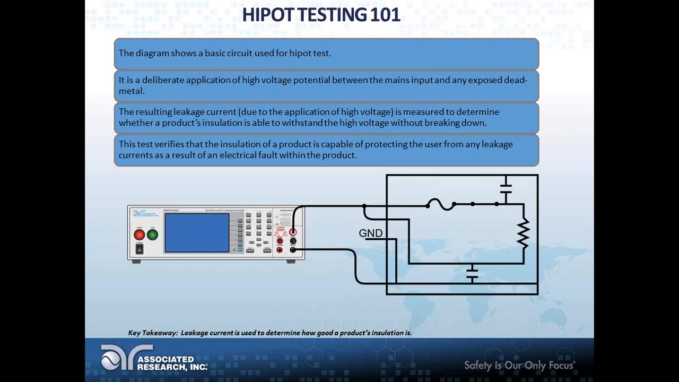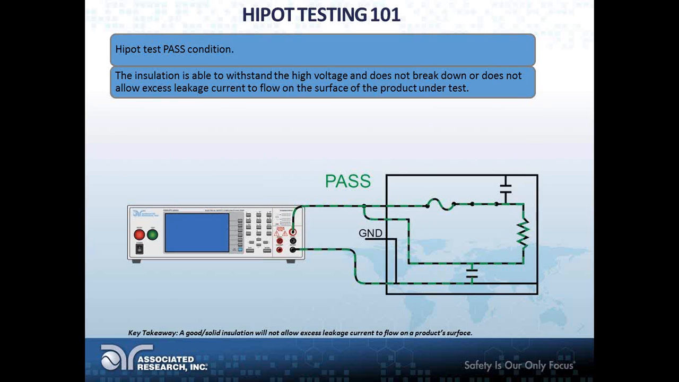So basically the important thing to know here is that the leakage current is used to determine how good a product's insulation is. Here's an example of a Hipot pass condition. As you can see, the high voltage leads from that white connector on the top of the Omnia. That's where the high voltage is being applied onto the mains input of the product, and as a result there's a leakage current that's going to flow, which is being measured via the return lead that goes into the black port at the bottom of the Omnia. And this is just a simulation of a pass condition.